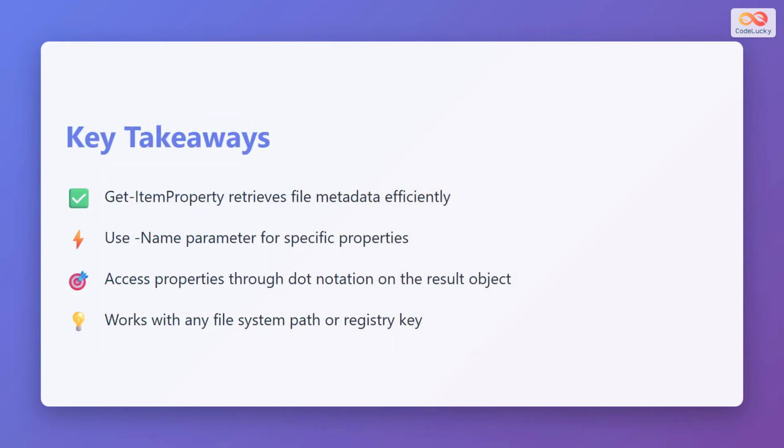Let's recap the key points. Get-ItemProperty retrieves file metadata efficiently without reading the entire file. Use the -Name parameter when you need only specific properties to keep your output clean. Access properties through dot notation on the result object for flexible property retrieval. And remember, this cmdlet works with any file system path or registry key, making it a versatile tool in your PowerShell toolkit.